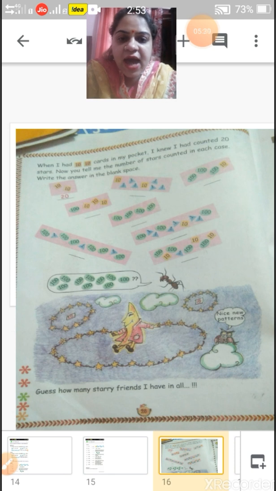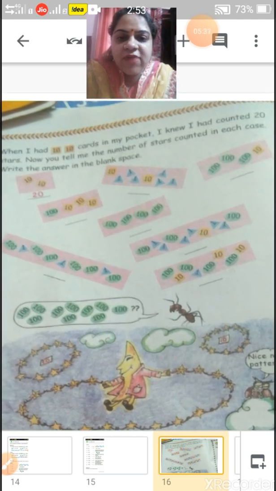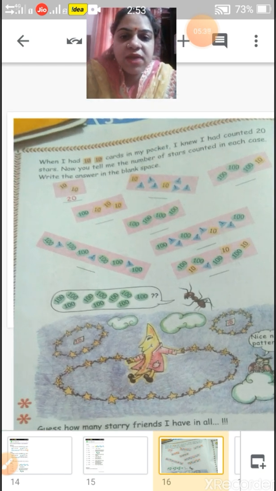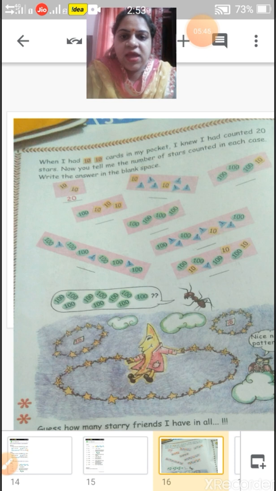Now have a look, when I had 10 cards in my packet, I knew I had counted 20 stars. Now you tell me the number of stars counted in each case. In each case you have to count the numbers. Write the answer in the blank space. Now for example children, here he used 10. So the answer is 20.